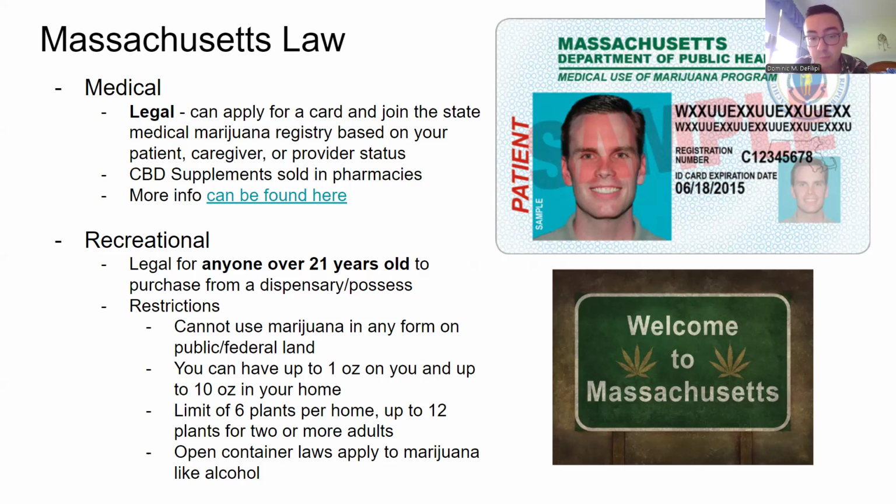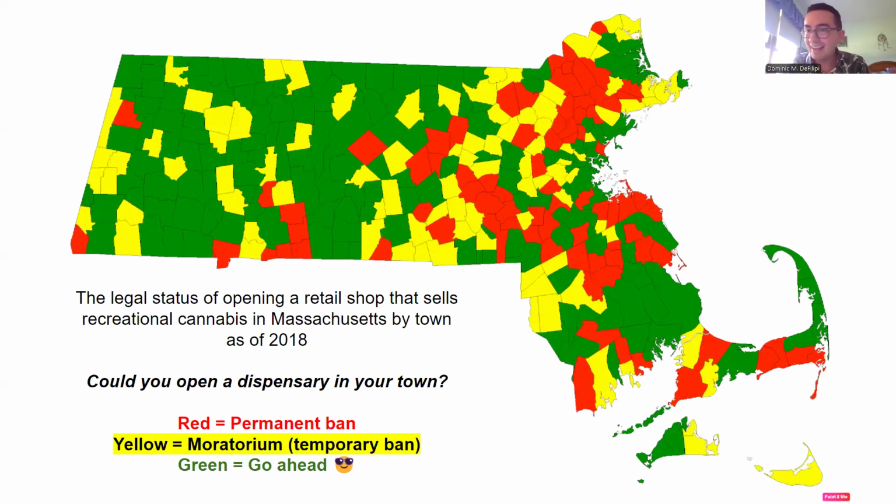There is a limit of 6 plants per home and up to 12 plants for 2 or more adults. So as I tell my students, sorry, if you are all living together, you cannot have 24 marijuana plants if there are 4 of you in a house. And again, open container laws apply to marijuana just like they do to alcohol. And as I'm saying, it's even more of a patchwork.